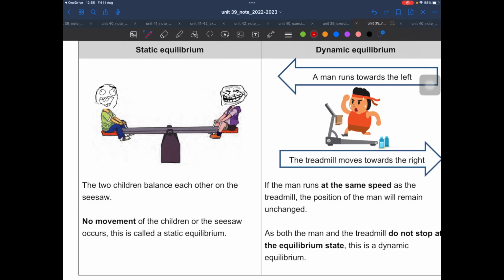So here we introduce two terms. The first one is called static equilibrium. Static equilibrium is when the reaction rate equals 0. You can see two children, their positions don't change on the seesaw. No movement. The reaction rate stops. This is typically used for irreversible reactions.